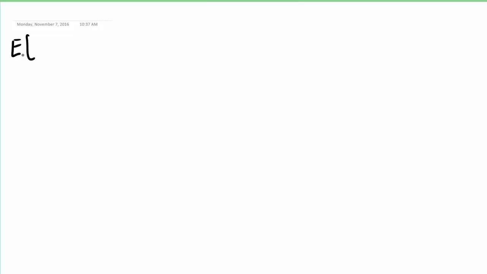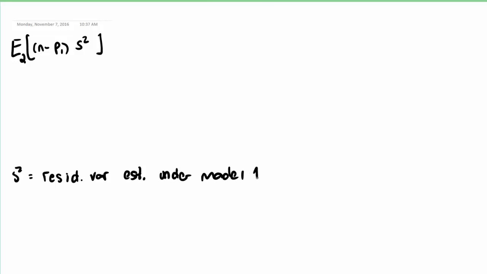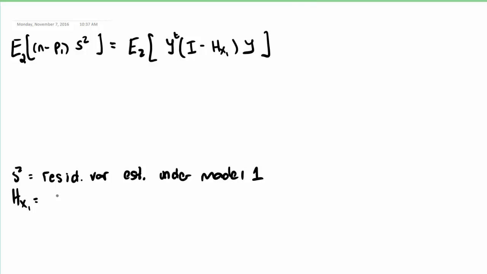So let's look at the expected value under model 2 of n minus p1 times s squared, where s squared is the residual variance estimated under model 1. In this case, we would hope the expected value of n minus p1 times s squared to be equal to n minus p1 times sigma squared, so that s squared itself is unbiased. Now n minus p1 times s squared is going to be y transpose times I minus the hat matrix with x1, times y, where h of x1 is equal to x1 times x1 transpose x1 inverse times x1 transpose.